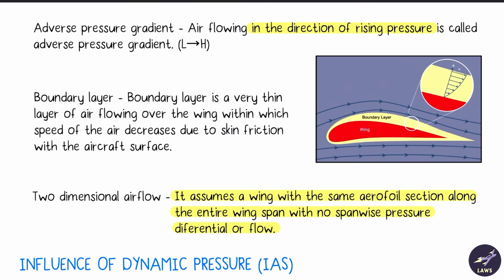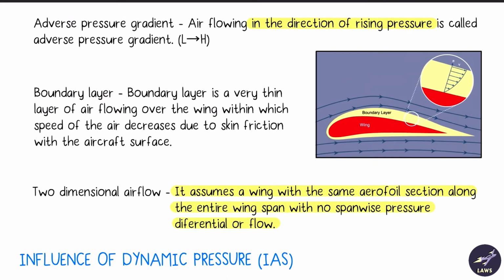Boundary layer, we did two-dimensional airflow. It assumes a wing with the same aerofoil section along the entire wingspan with no span-wise pressure differential or flow. But in reality this won't be the case, because the aerofoil section won't be the same across the whole wing.